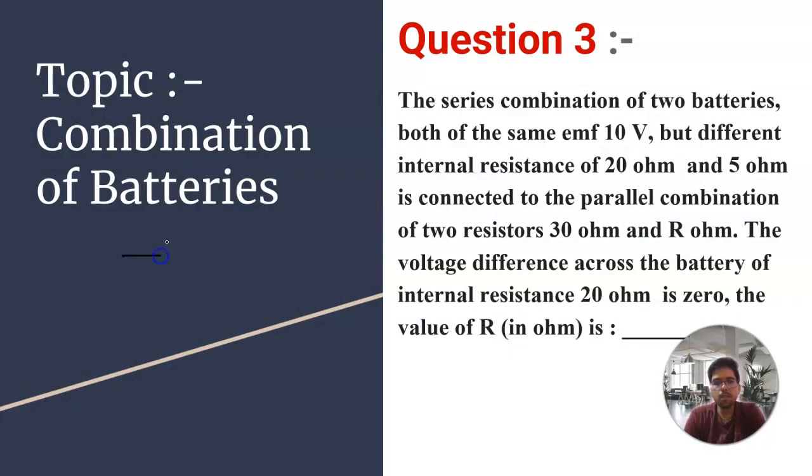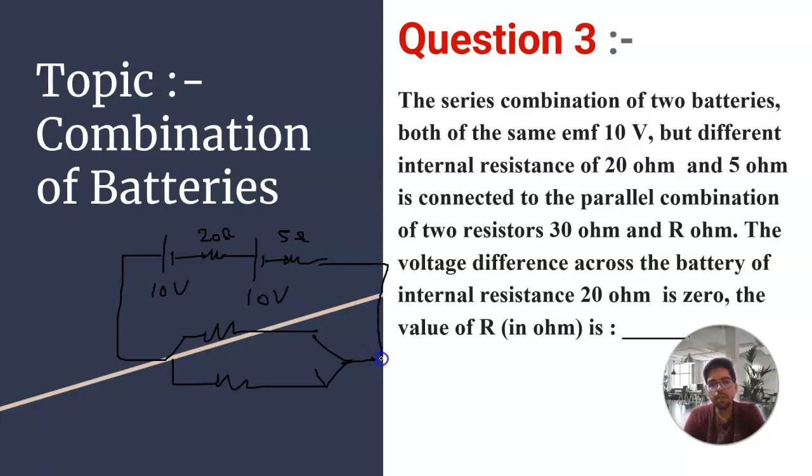The series combination of two batteries of the same EMF, 10 volt, but different internal resistances, 20 ohm and 5 ohm, is connected to the parallel combination of 30 ohm and R ohm.